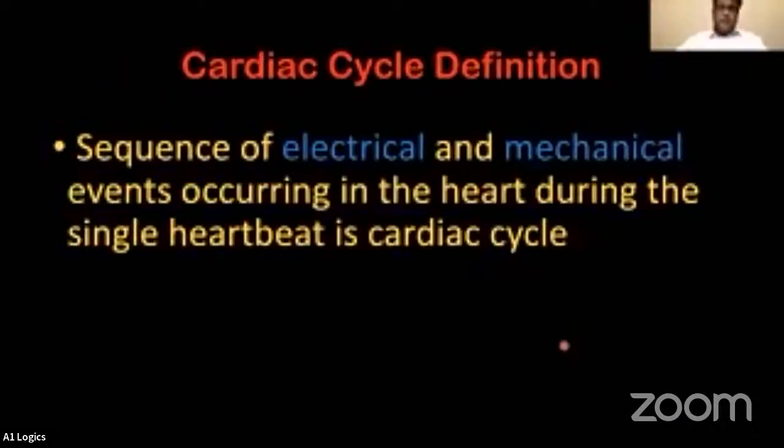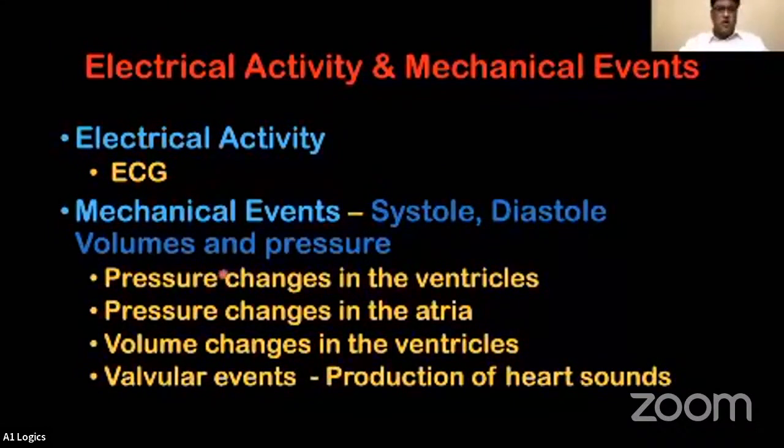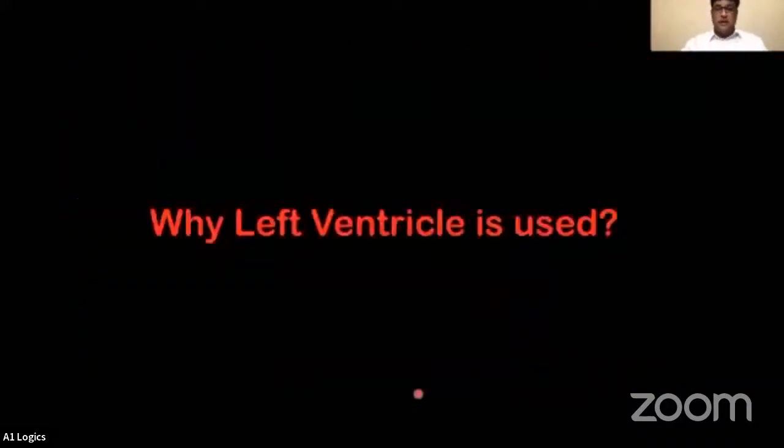It's not very difficult. By definition, the sequence of electrical and mechanical events that occur in the heart during a single heartbeat is called the cardiac cycle. Now, what are the electrical events? The action potential that is generated, in the form of the ECG. And the mechanical events are systole, diastole, volumes and pressures, like pressure changes in the ventricles, pressure changes in the atria, volume changes in the ventricles, and valvular events like production of heart sounds. So these are all the mechanical events.